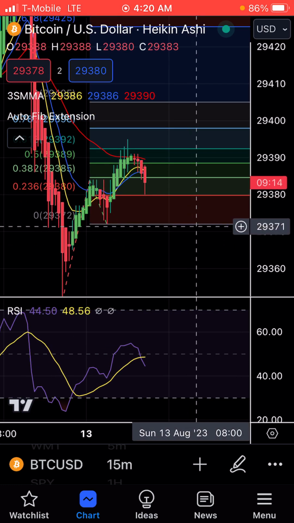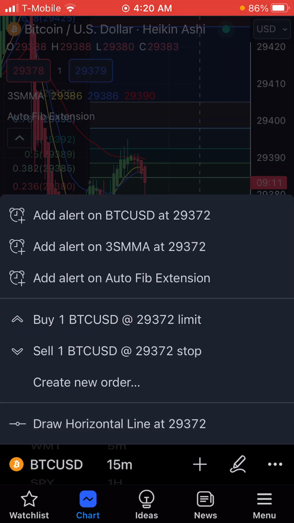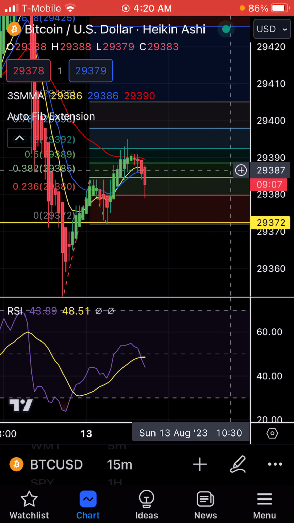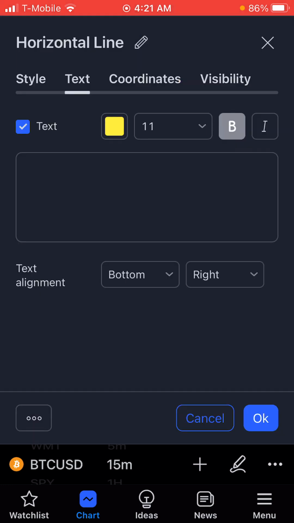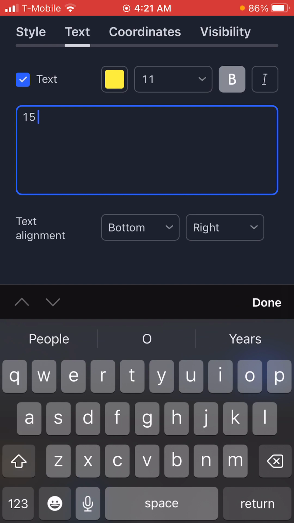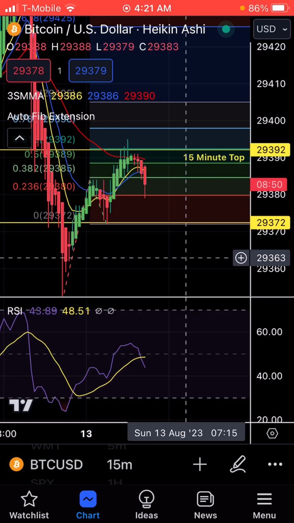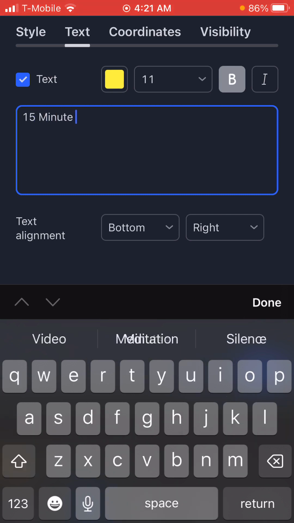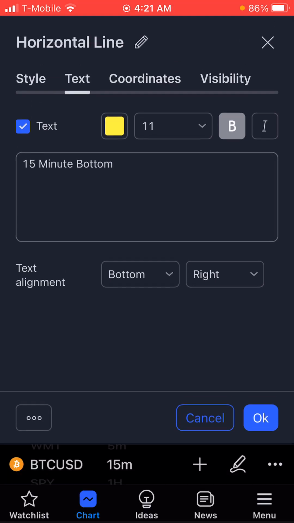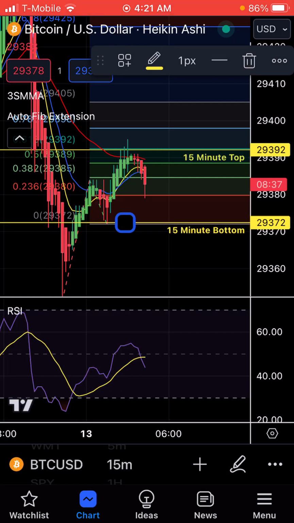For the 15 minute, I would draw a line right here. And then I draw a line right about here, because that's right around where the candles are at. So this is the 15 minute top, and this is the 15 minute bottom. Now I don't do any more lines. I get the weekly, because if you're doing this on a desktop, it's not as cluttery, but if you do it on your phone, it's a lot of clutter. It'll look a little bit better on a desktop.